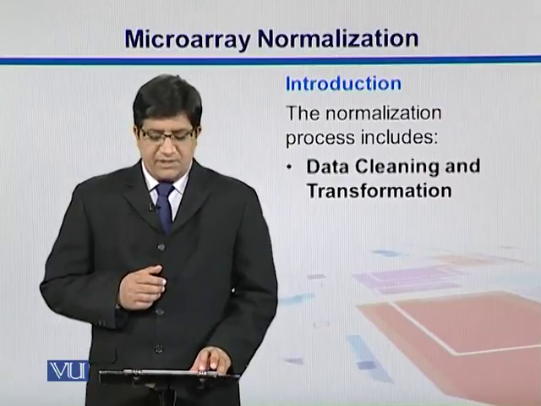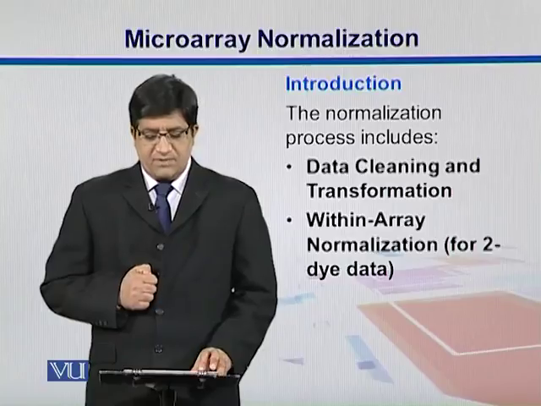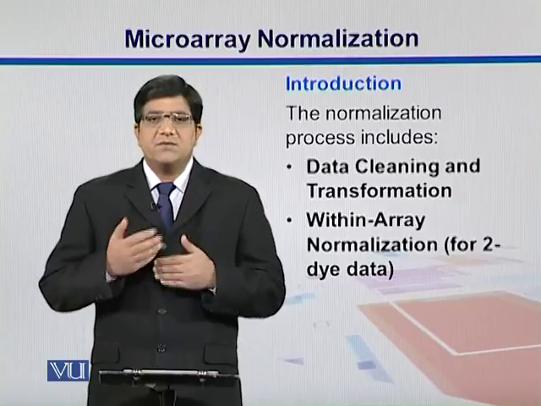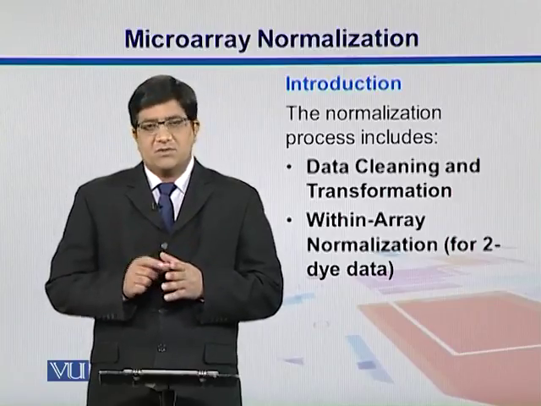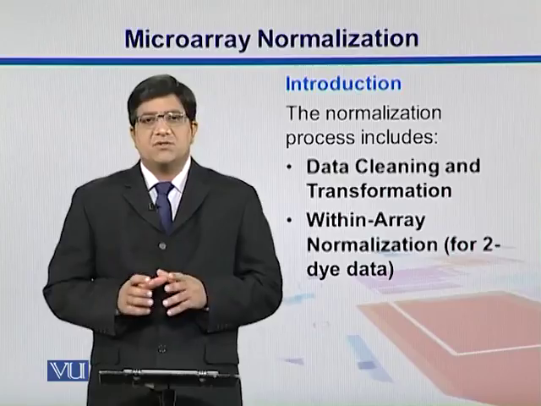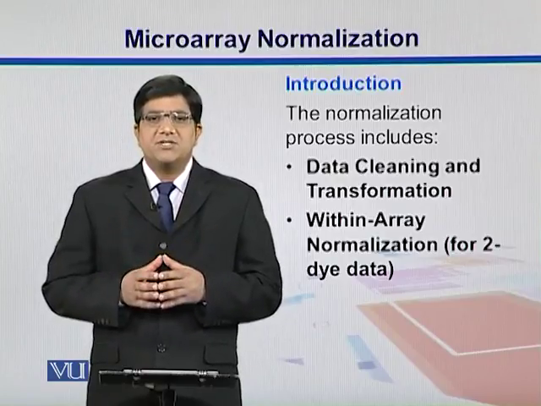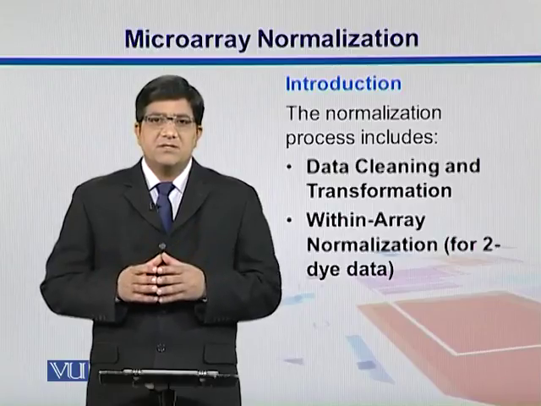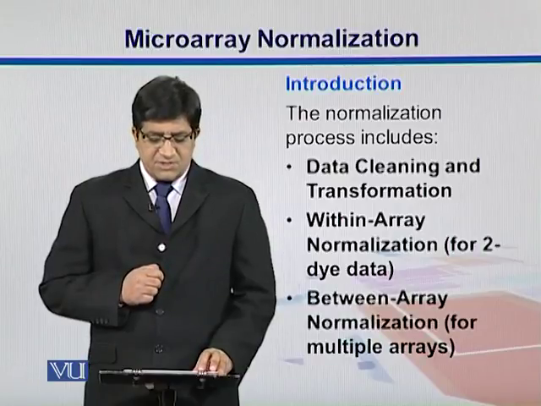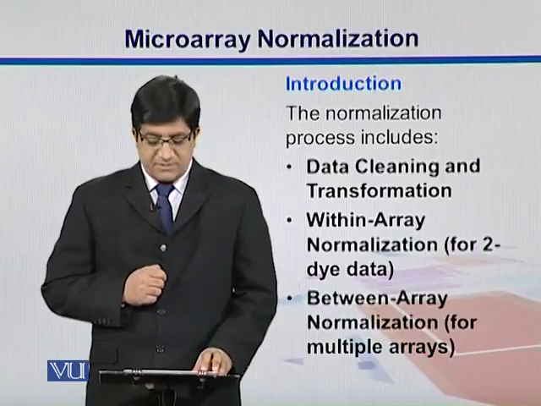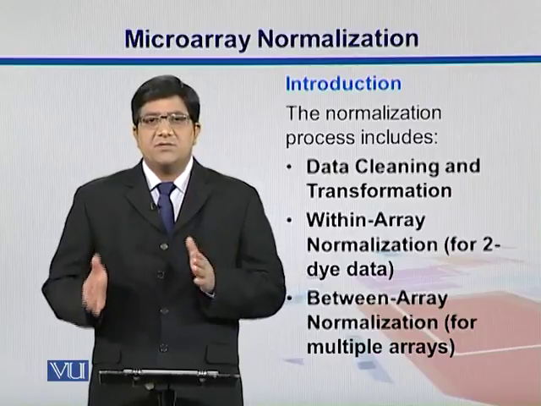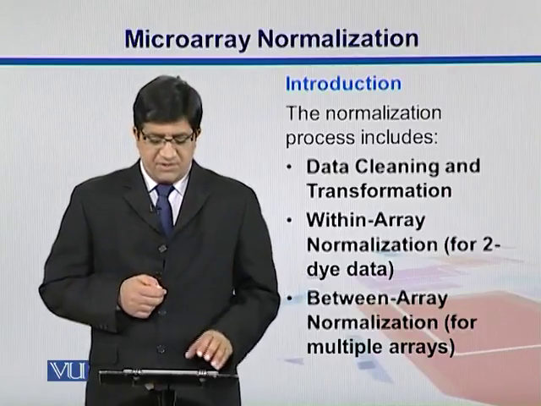So it includes data cleaning and transformation. Then we have within array normalization. For example, if you have 2-dye data, maybe within the same experiment, there might be some features, or now onwards we start using the word feature to represent those locations or spots on the array where we have our hybridization reactions or where we are observing some colored signals. We also have between array normalization. If we have multiple arrays within the same experiment, we might have one array performing differently than others, so we need to take that into account. In this way, we need to do between array normalization.